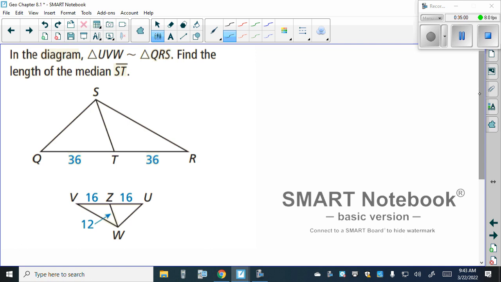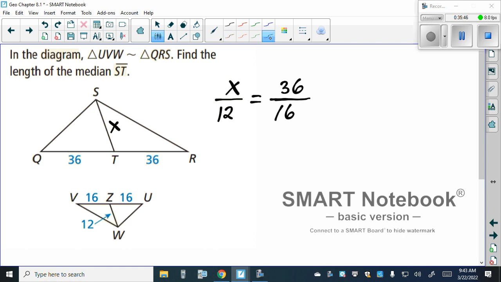So we want to find the median ST. So they told us we want to find the length of ST. And again, they are similar. So we're going to have our two fractions. And we want x on top, yes? The side length that corresponds to x is what? 12. Because those are both the medians. Those are the two lengths that are similar to each other. Now, what length are we going to put on top of the other fraction? 36. And it's going to be over 16.